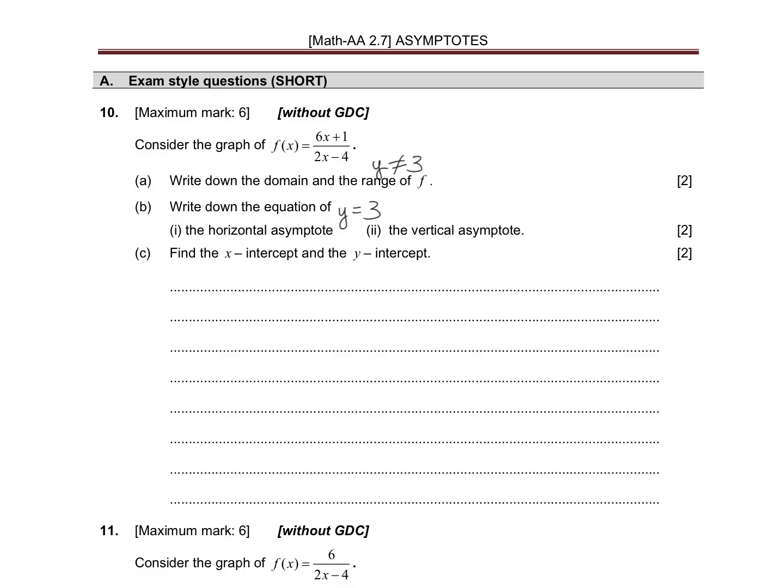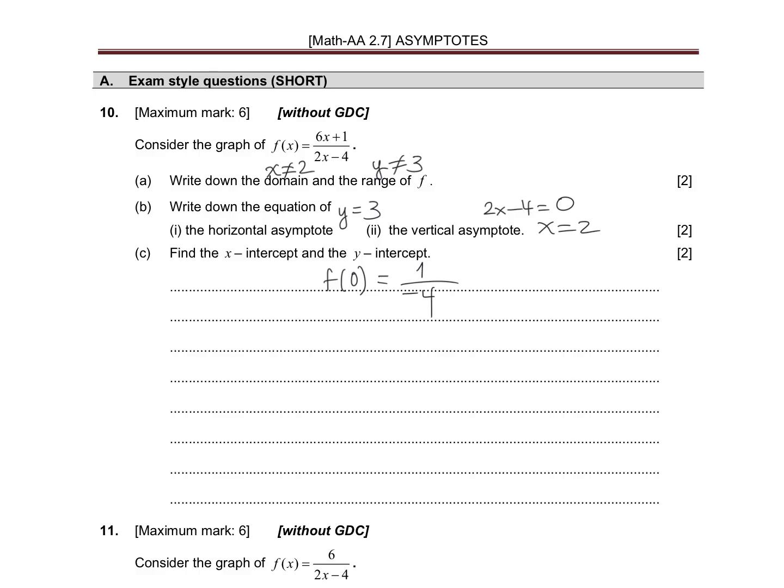The vertical asymptote is when the denominator is equal to 0. So we're going to have x equals 2, which means the domain is x can't be 2. Now the x and y intercept for C, for the y-intercept, we want to make x 0. So when we do that, it's 0 plus 1 over 0 minus 4.